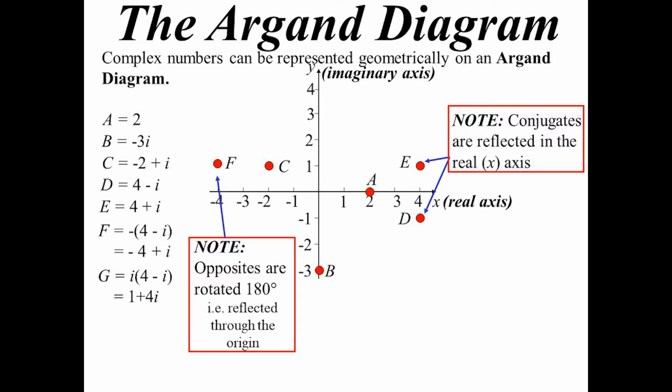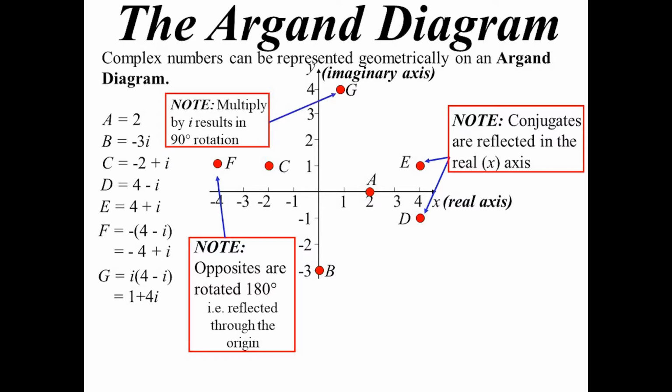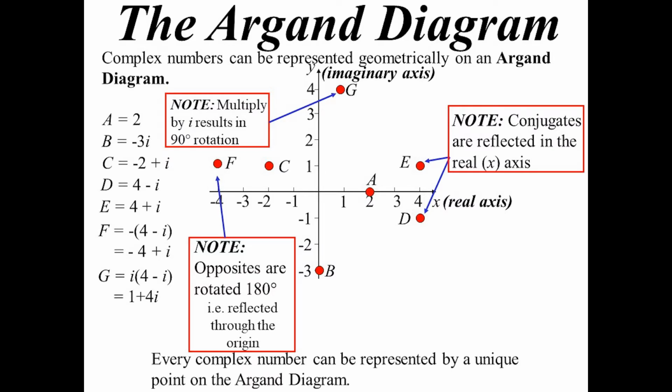The multiplication by i. If I was to multiply by i I get 1 plus 4i, and there it is up there. It turns out to be a rotation of 90 degrees. So every time you multiply by i, it rotates 90 degrees. So when you multiply by negative 1, remember, we rotated 180 degrees. 90 plus 90. So every multiplication by i is a 90 degree rotation of our complex number. And obviously, because we're talking about a number plane, there's going to be a unique position for every single complex number. So there's a spot for all of them.